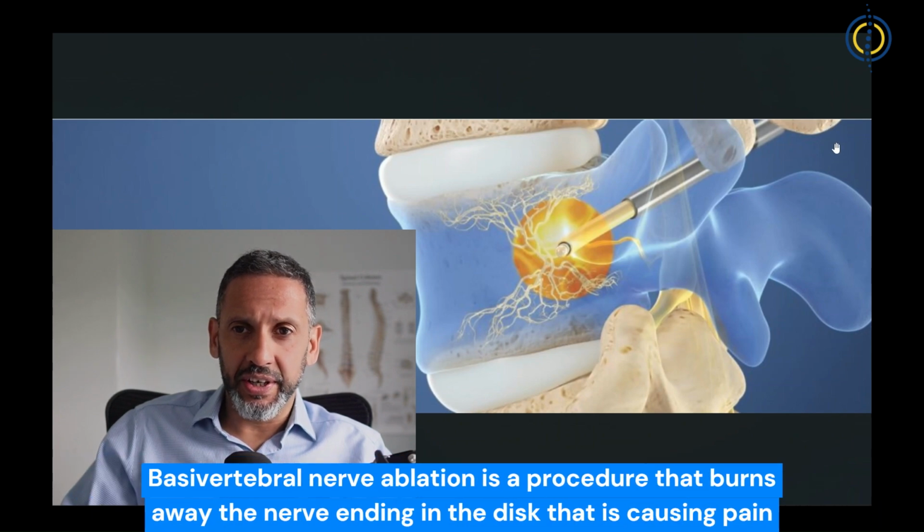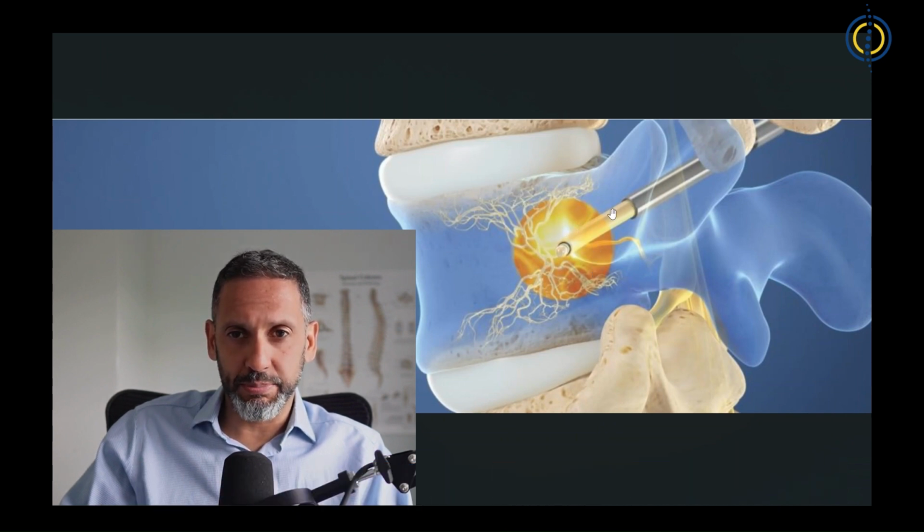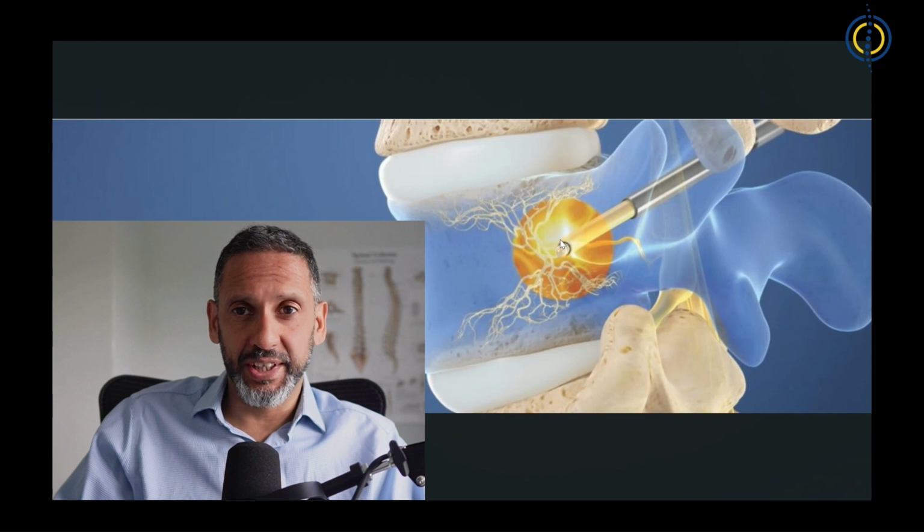Under X-ray guidance, a wide needle is inserted into the affected bone, and then a probe is passed through that needle deep into the bone, which then burns away these nerve endings, interrupting the signals of pain sent to the brain.